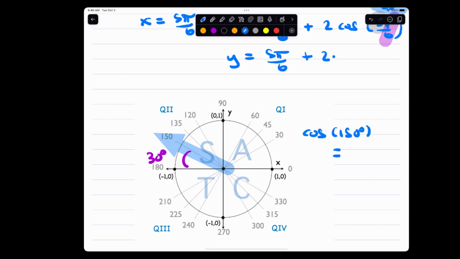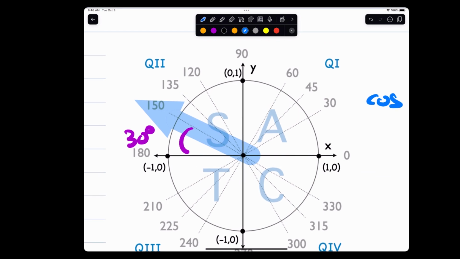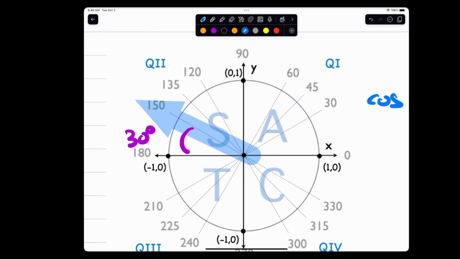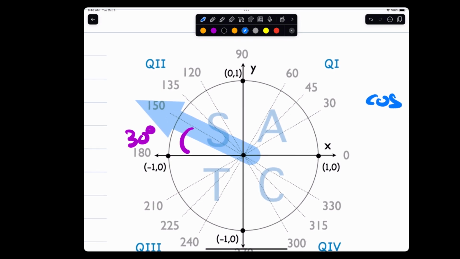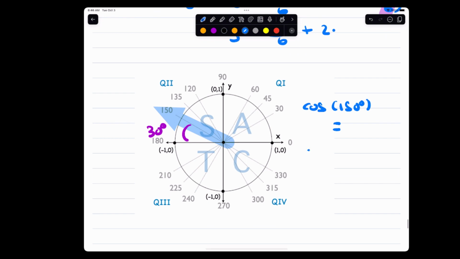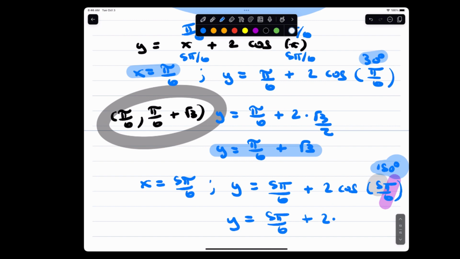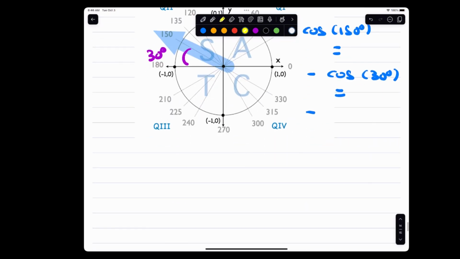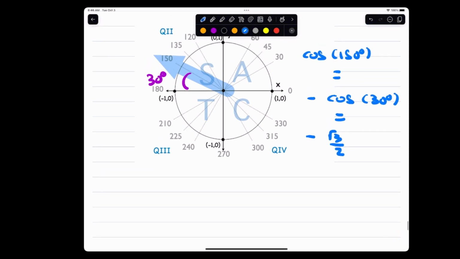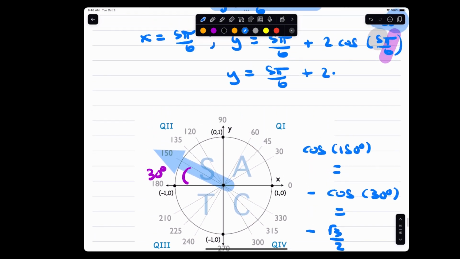Since all students take calculus, the 150 degree angle is in quadrant what? 2. What does that mean? Sine's positive. That's what the S stands for, but cosine's negative. So that'll be negative cosine of what? 30. What's cosine 30? You already answered that. It's square root of 3 over 2, but it's going to be negative, though. So that's going to be a negative square root of 3 over 2.